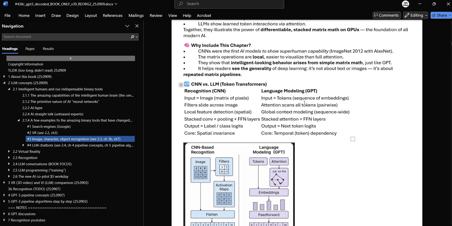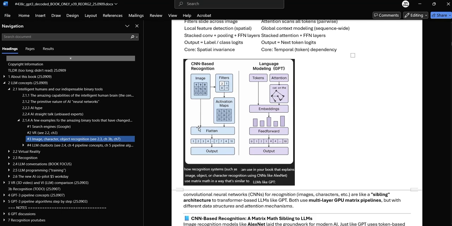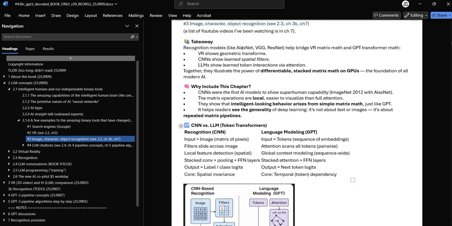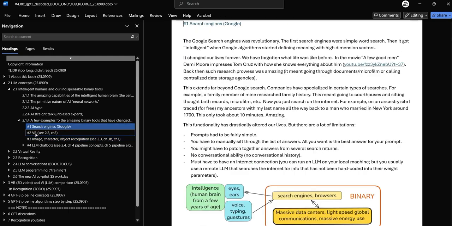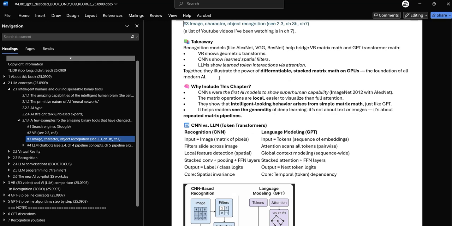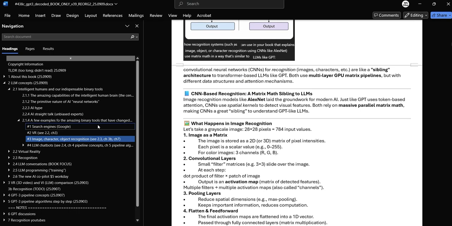Image, character, and object recognition. And again, this is AI. Search engine and VR were not really AI, but this is AI. And all it means is you have some algorithms that take the input and run a huge amount of statistical analysis. There's no intelligence involved. And from that, it can make the best probable guess about the input. That's AI. Nothing more, nothing less.